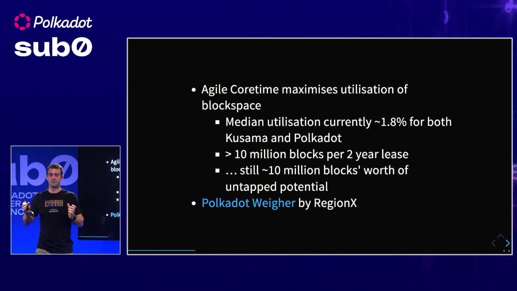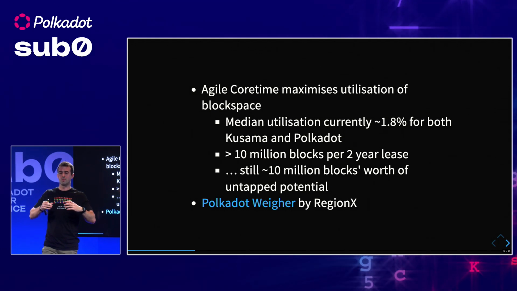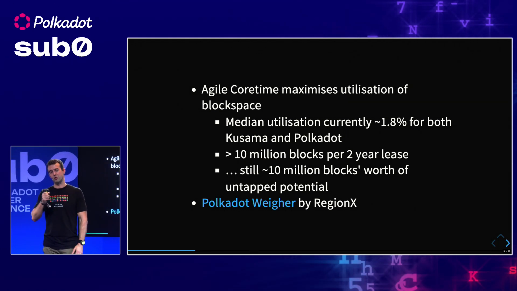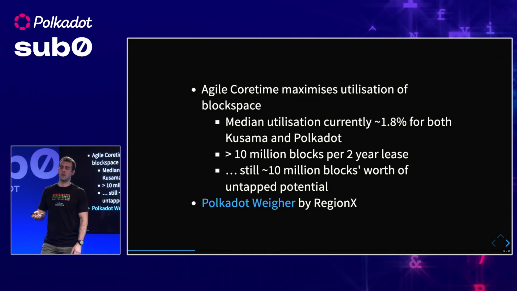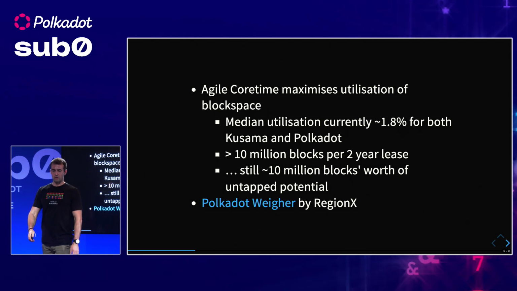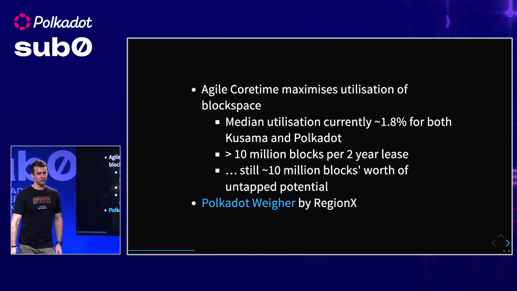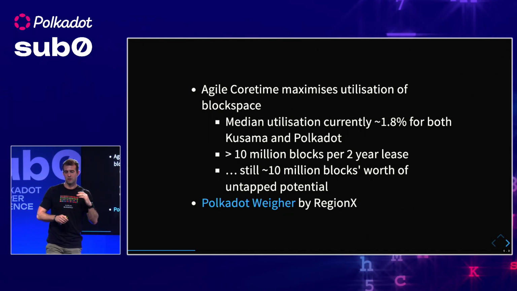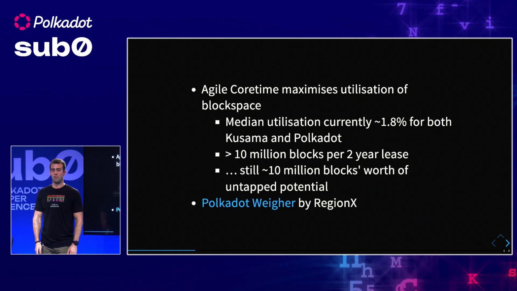So you get lost in the scale with the utilization. We really want to make sure that this is maximally utilized in all the different ways we can. There are a few things I'll talk about at the end, which are other mechanisms to improve this, but Coretime is one of those mechanisms. Agile Coretime. You can see these numbers on the Polkadot Wire, which is developed by RegionX. It's a really nice little tool. You can just go through different parachains and see what their utilization is in terms of block weight.